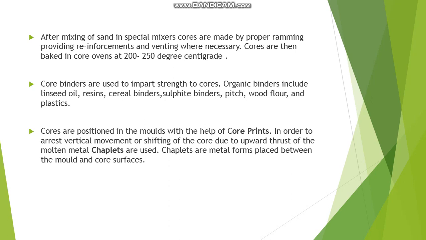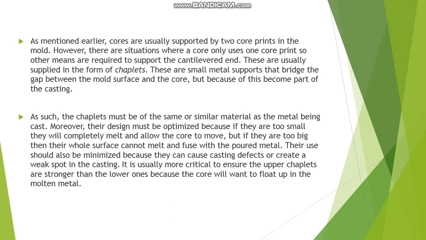Cores are positioned in the molds with the help of core prints, as I told you. In order to arrest the vertical movement or shifting of the core due to the upward thrust of the molten metal, chaplets are used. Chaplets are metal forms placed between the mold and the core surfaces. When molten metal is poured, these chaplets melt and go into the molten metal. It creates very little impurity, which is within acceptable limits.